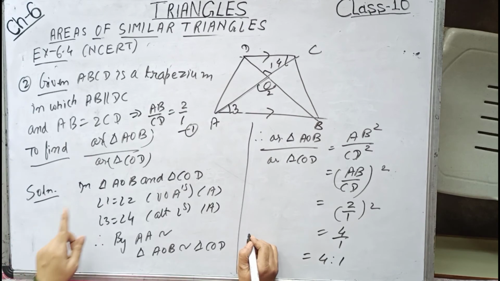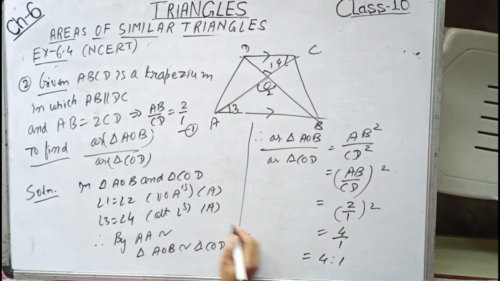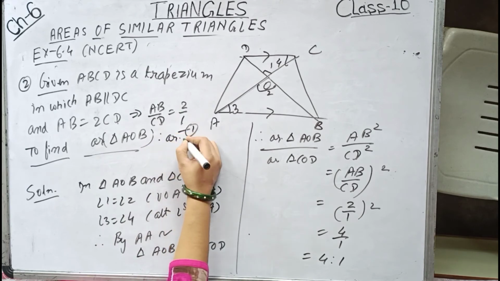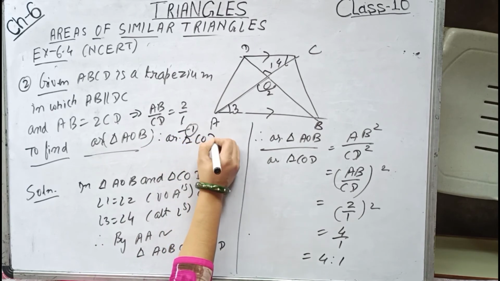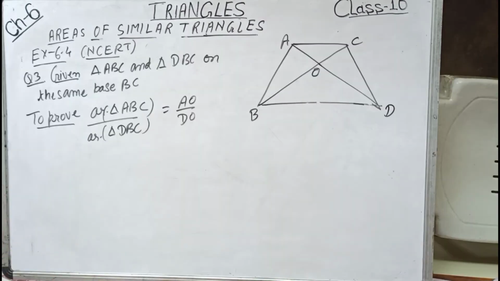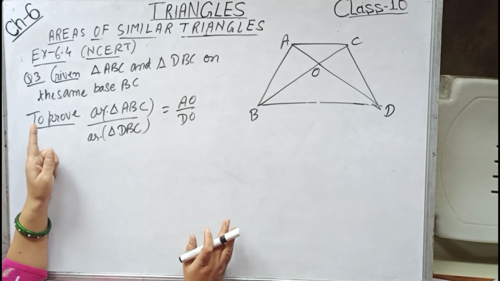So the ratio is asked, it is mentioned. So let us make it area of triangle AOB to area of triangle COD. So we can write over here 4 is to 1. All these formalities we have to do. So 4 is to 1. Let us move to question number 3.